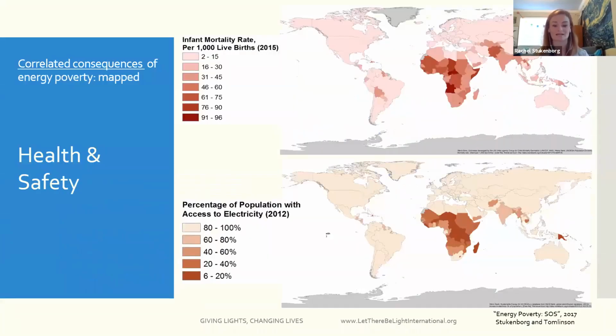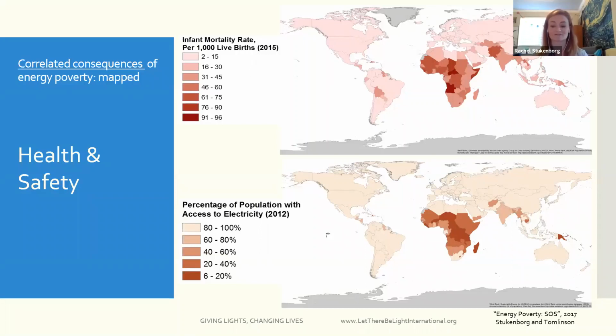So now we're moving on to the second group of maps, which are maps showing correlated consequences of energy poverty. And for each of these slides, I included one of the maps we already looked at on the bottom, which is lack of access to electricity, for a useful comparison. So here we're looking at health and safety consequences correlated with energy poverty. And we're using infant mortality rate as a proxy for that. And this is showing number of infant deaths per 1,000 live births, which is a valuable proxy for overall health.